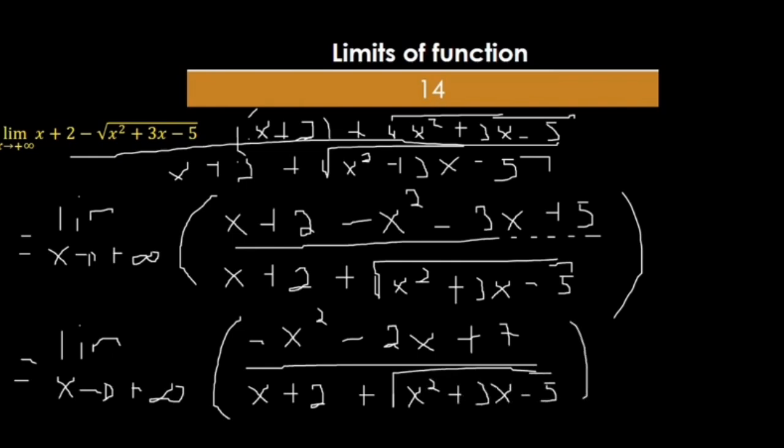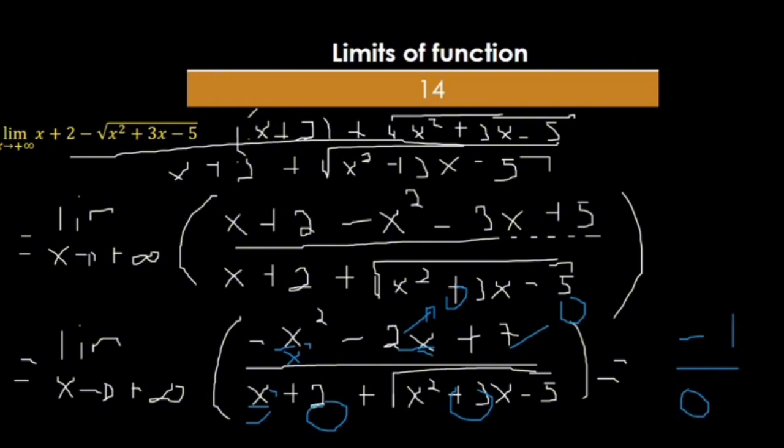You can divide everywhere by x squared. That will be equals to what? If you divide all through by x squared, that will be minus 1 all over x squared. This returns to 0 when you substitute. This tends to 0, this tends to 0, this tends to 0. So we are going to have minus 1 all over 0, which is equals to negative infinity.